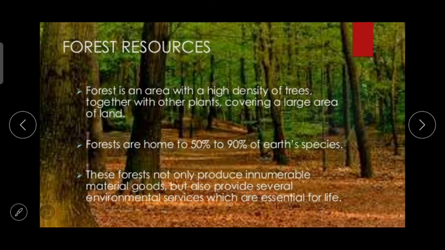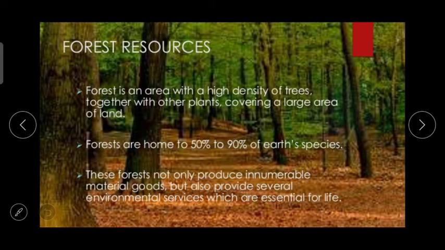Now the next thing is about the forest. In figure 8.6, which shows some individuals collecting wood from the forest, the forest is also a natural resource.